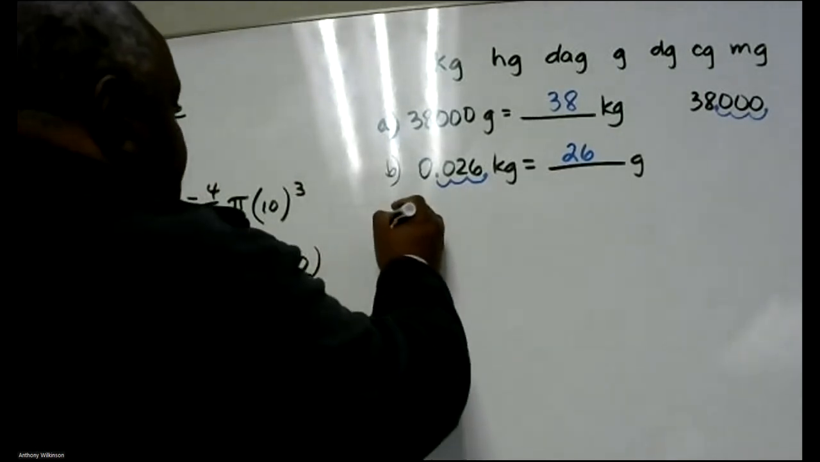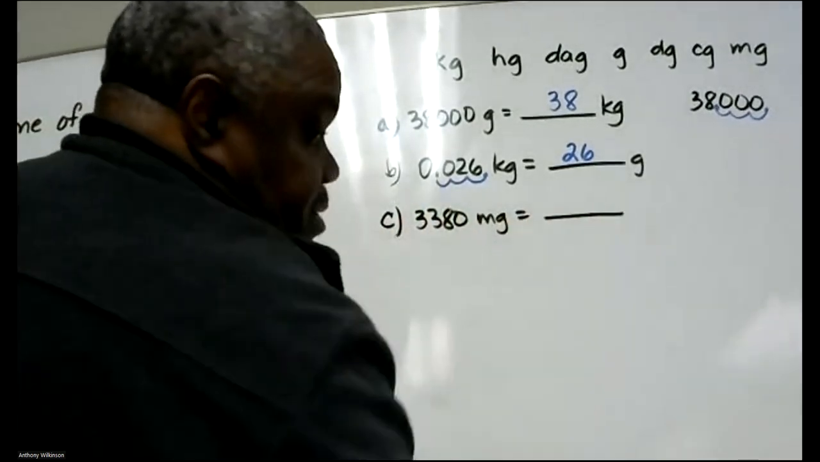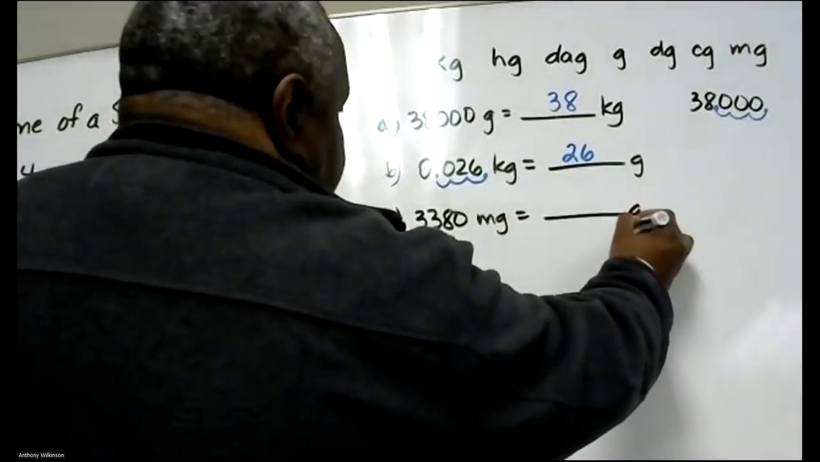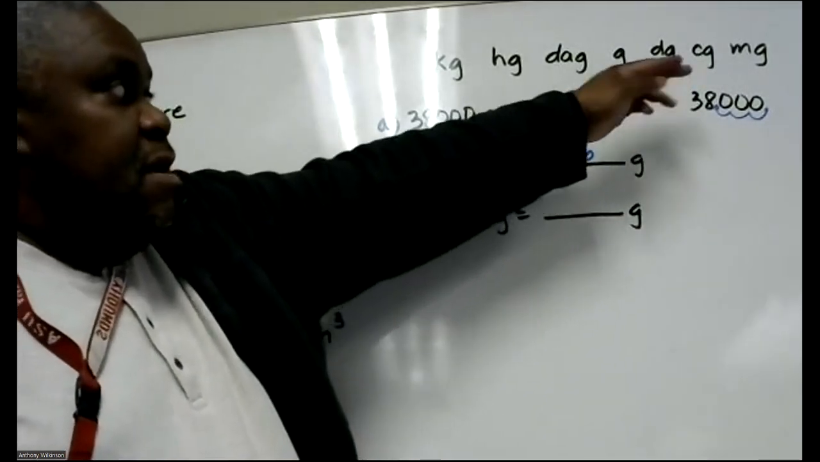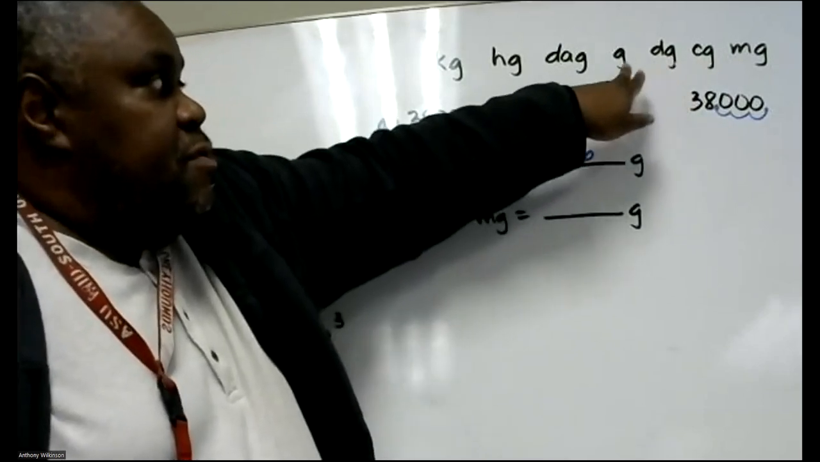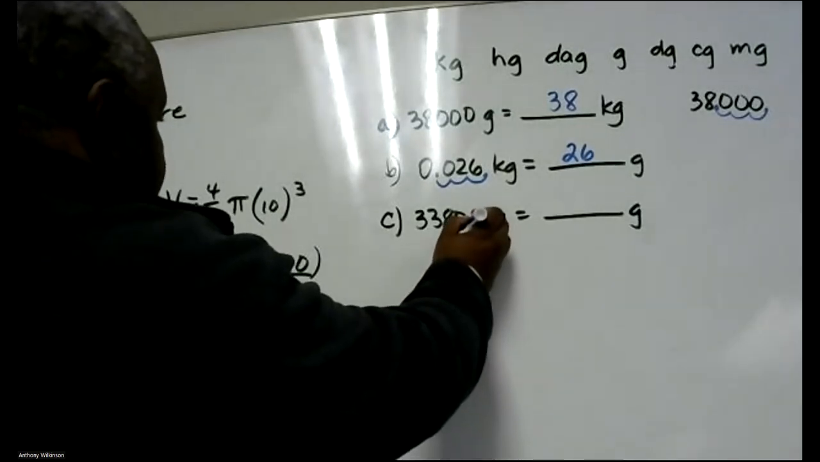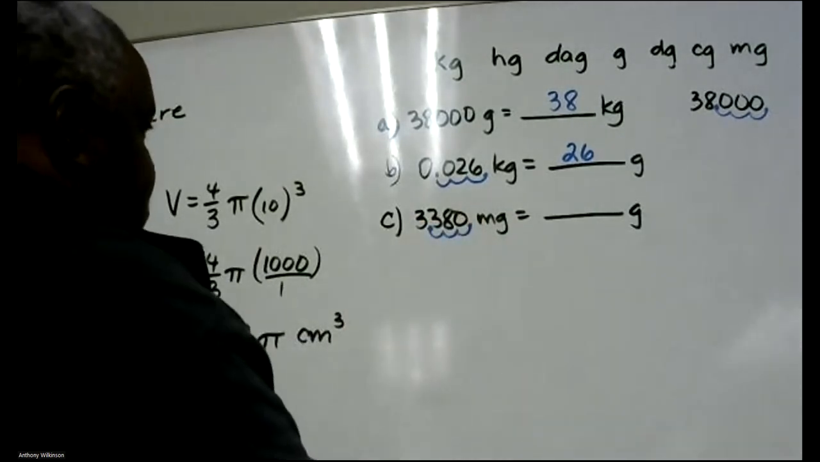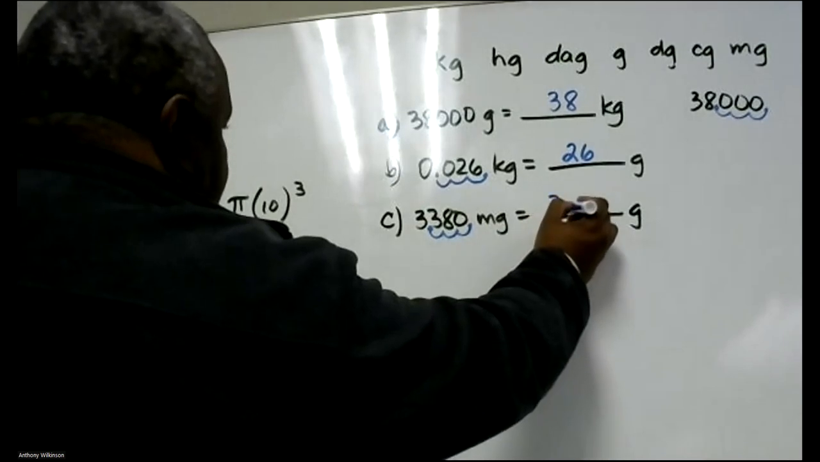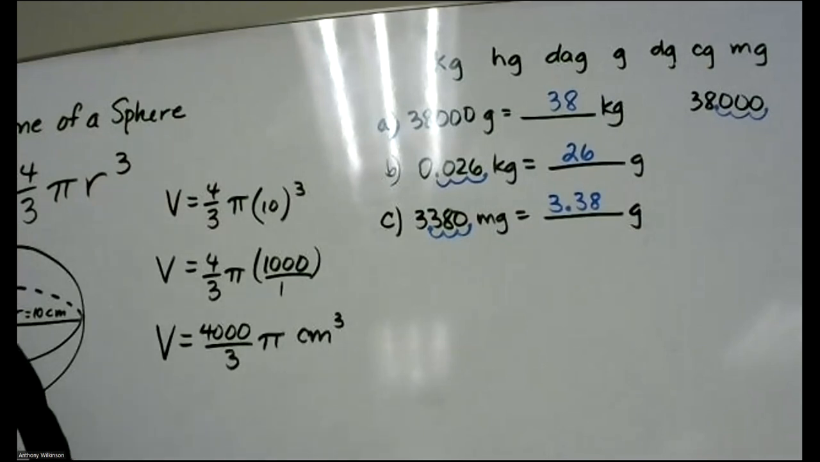Okay, part C, 3,380 milligrams to grams. So from milligrams to grams, we have to go over to the left 1, 2, 3 places. So in 3,380, I need to move this decimal point 1, 2, 3 places to the left. So this would be 3.38 grams for 3,380 milligrams.